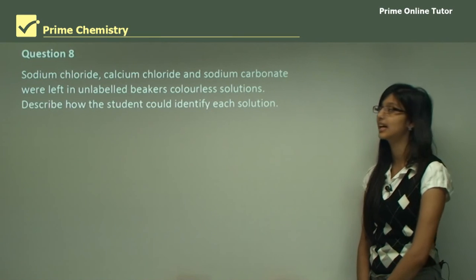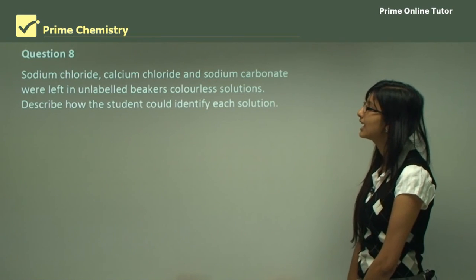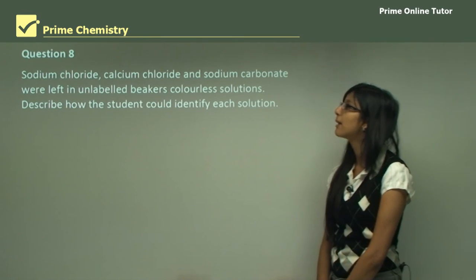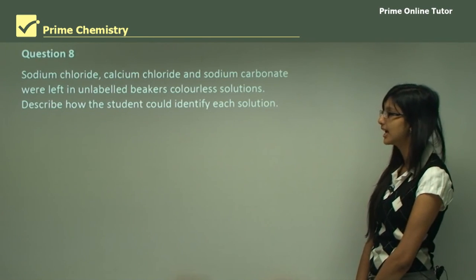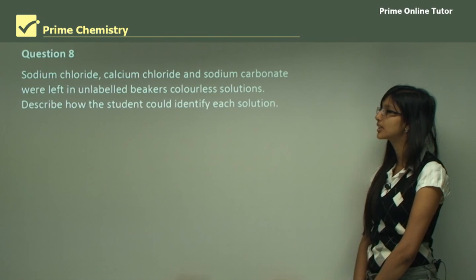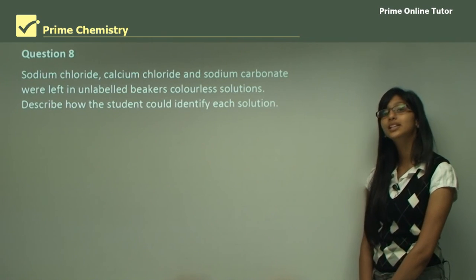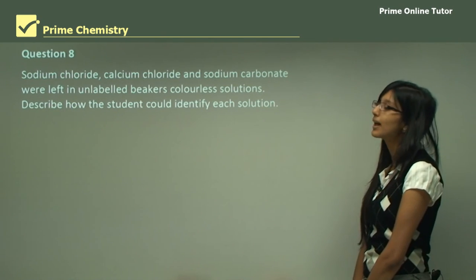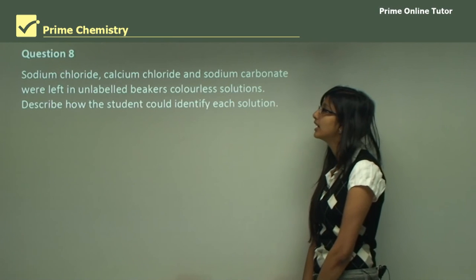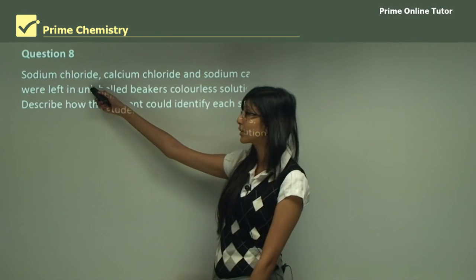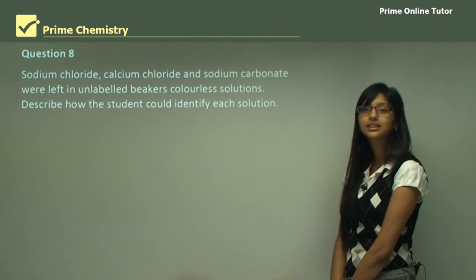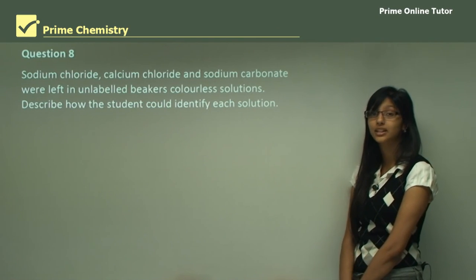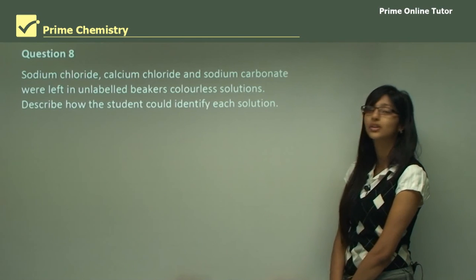Question 8 tells us sodium chloride, calcium chloride, and sodium carbonate were left in unlabeled beakers, colorless solutions. Describe how the student could identify each solution. So we need to perform tests that will help us distinguish whether the solution was sodium chloride or calcium chloride or sodium carbonate. So let's look at some of the tests we can perform to see which solution was in which beaker.